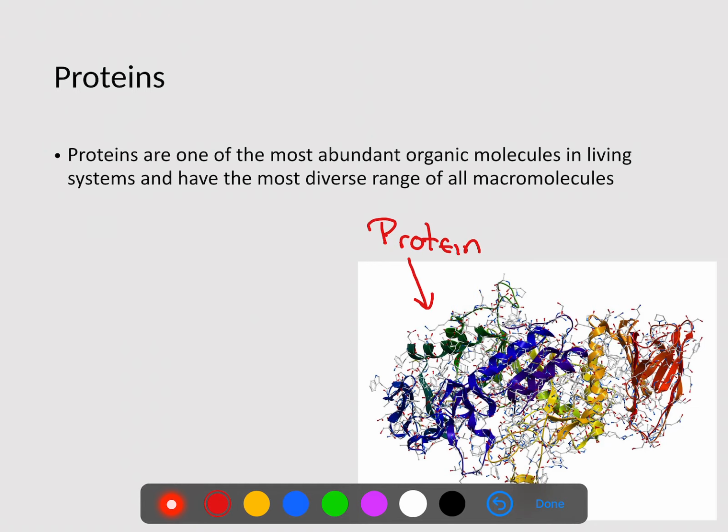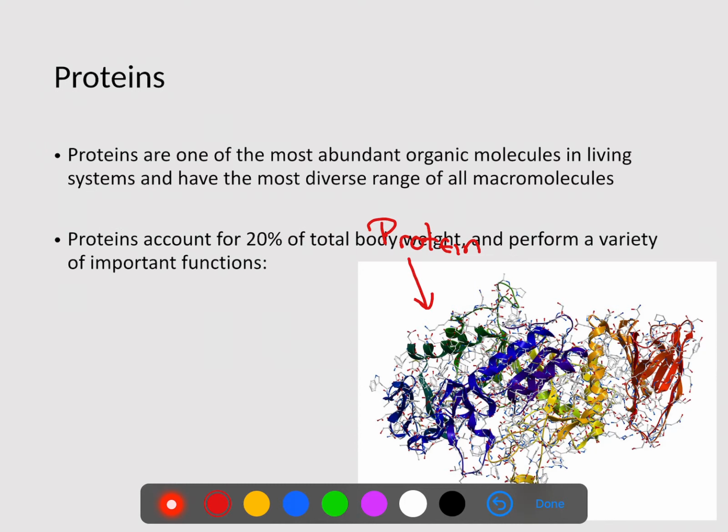But it's not only about what it bonds to, but it's also how it folds and what pattern it folds into that gives them their qualities.